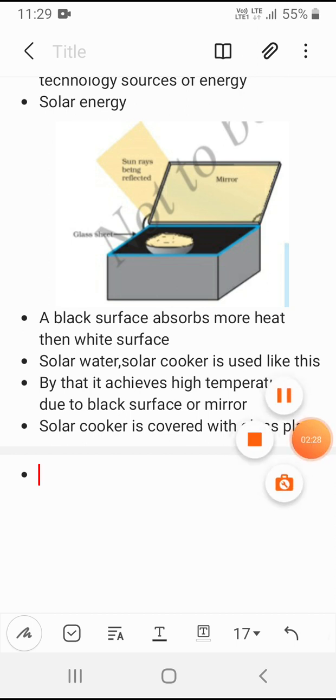The solar cooker also works in the same manner. It absorbs the heat from the sun, and it cooks the rice inside, or whatever you have put inside. Like that only, a solar cooker works.